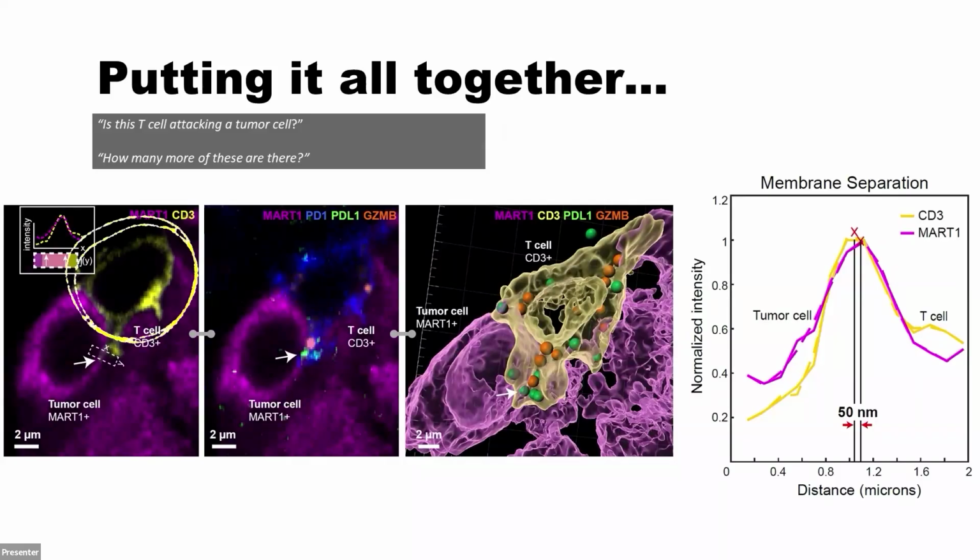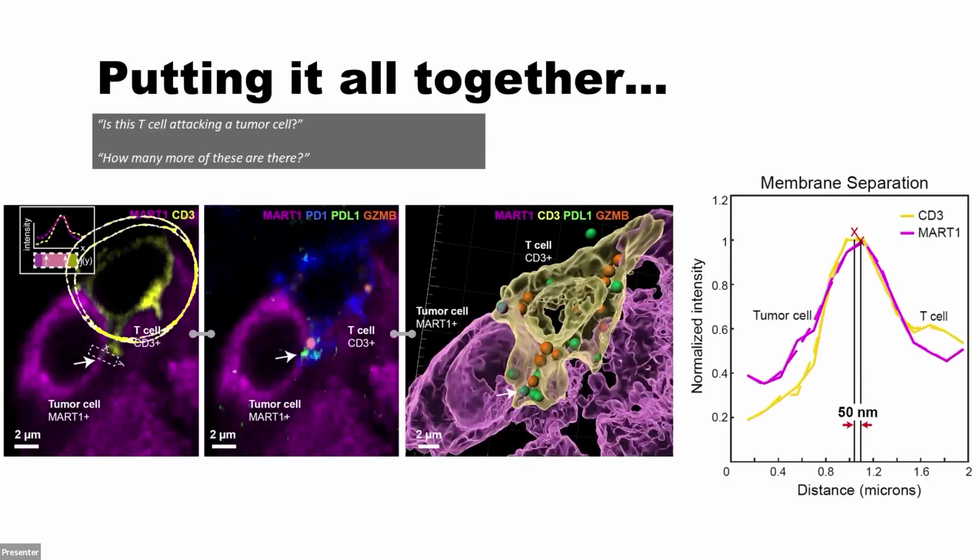Because we have high resolution 3D imaging, we can resolve all the punctate stains, in this case granzyme B, in this T cell. This T cell also happens to be directing a granzyme B particle towards the tumor cell. Is the membrane of the T cell engaged with the tumor cell? Yes. The separation is around 50 nanometers, which lines up nicely with literature of immune synapses imaged by electron microscopy.